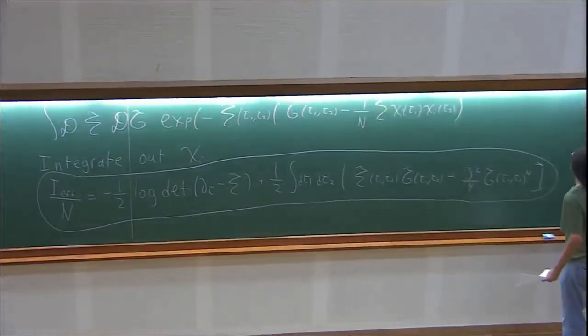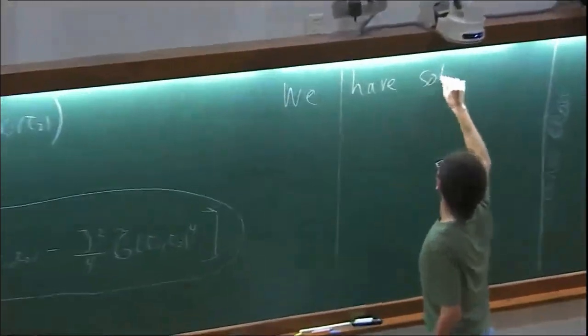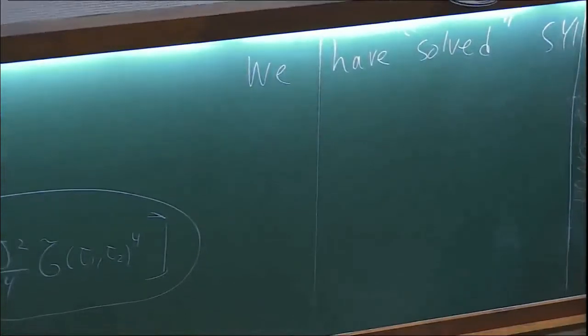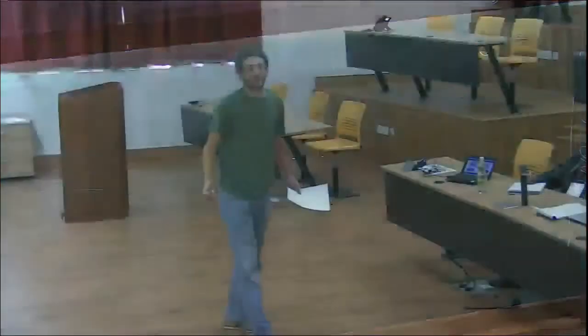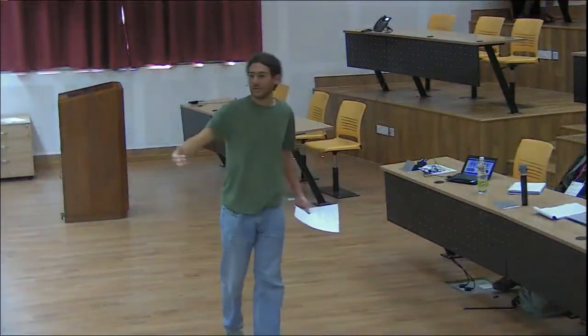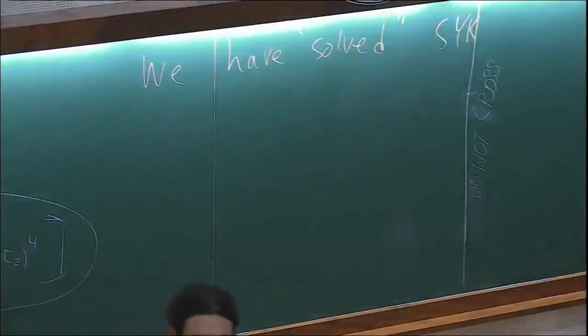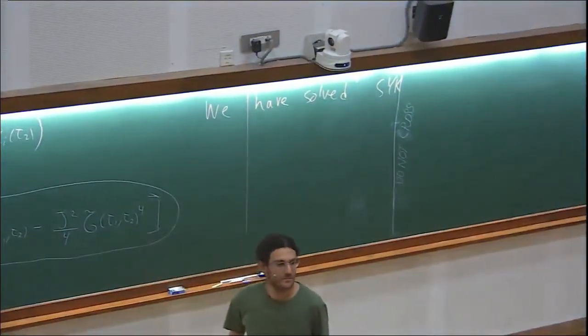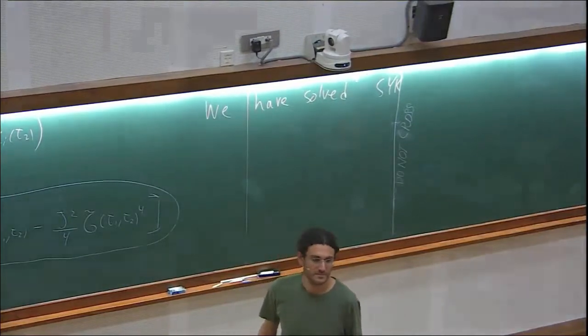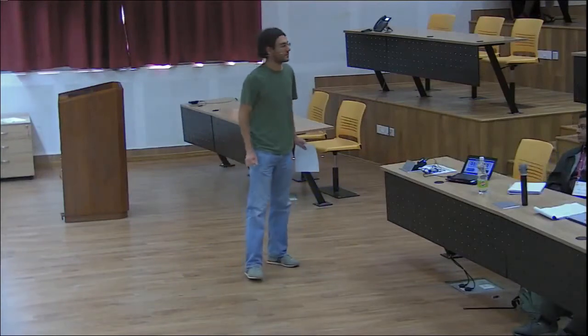So you could say that in principle we have solved SYK. The reason is that one of the difficult things was that there were N fields, and now we have something equivalent which only has two fields. So we've gotten rid of the N, which in some sense counts as solving. No, this is exact. All the procedures I did were exact. There were no approximations. We just changed variables.